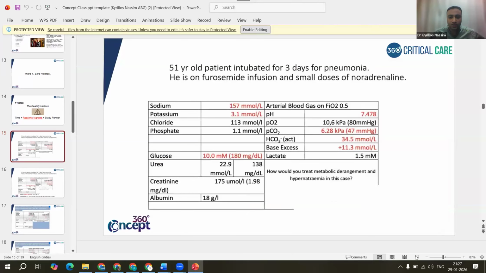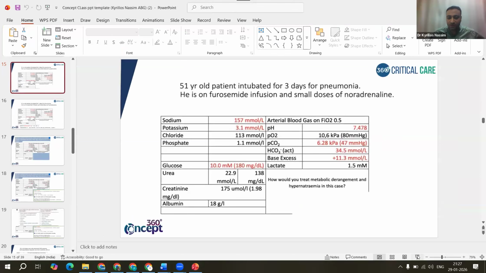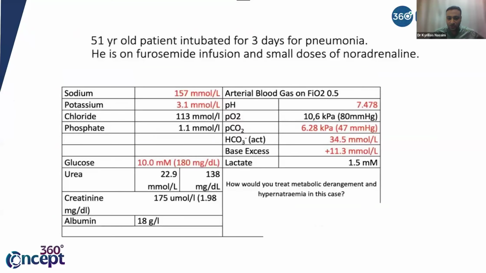Okay, excellent. This will be our first case. Anyone could answer this question in the chat, but please stick to the vignette, as I said, and please be aware of time. This is a 51 years old patient intubated for 3 days with pneumonia. He is on furosemide infusion, and please, if any drugs are mentioned in the vignette, be aware of it. And small doses of noradrenaline.